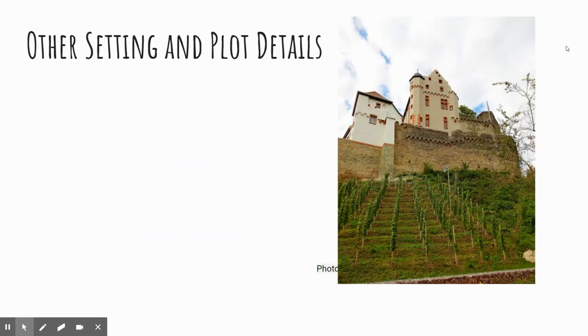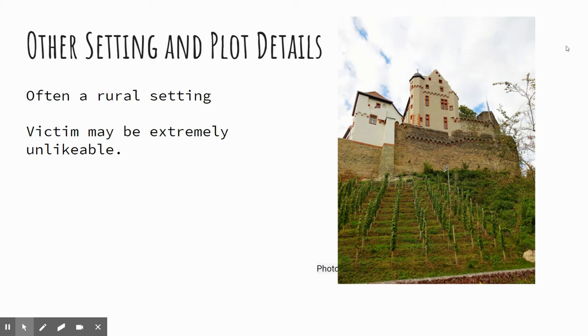Other settings and plot details. Many times these are rural stories or small town stories. For example, the TV series Murder, She Wrote, which was based on a series of books, takes place in Cabot Cove, Maine. How anybody was left alive in Cabot Cove, Maine after all of those deaths is beyond me. But, that's part of it. It's a rural setting, small town setting.